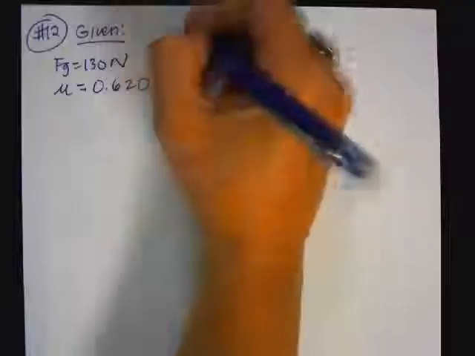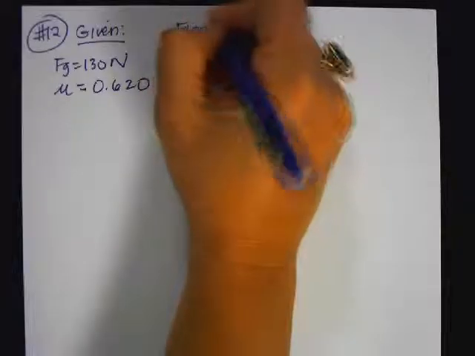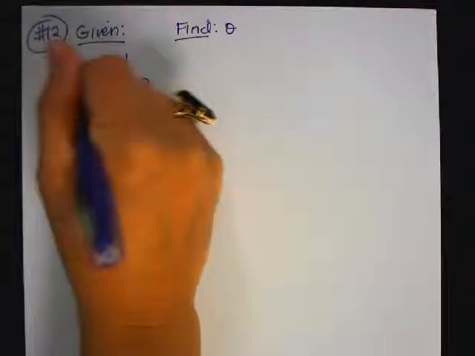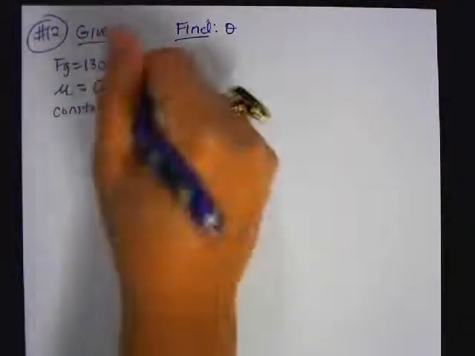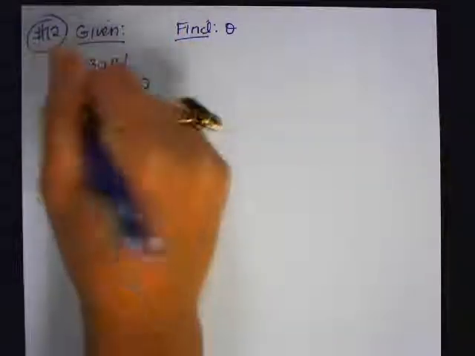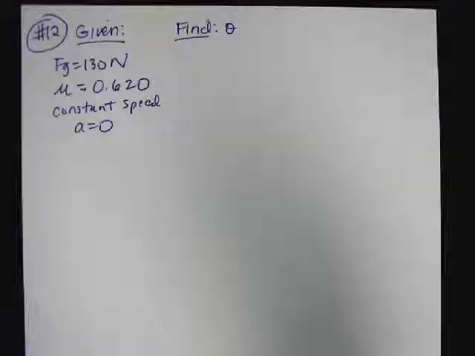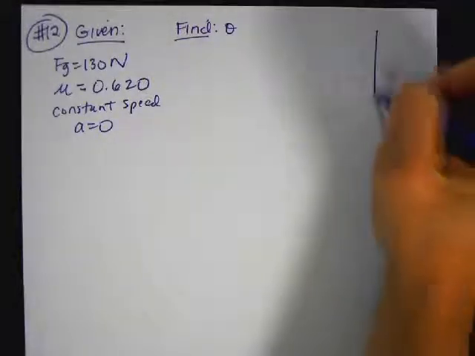Find the angle, so I want to find theta, at which the block will slide, so that means it's moving, so that's kinetic, down the plane at a constant speed. And the reason I'm going to write constant speed is constant speed means that the acceleration is 0. All right, so first I'm going to draw my free body diagram.